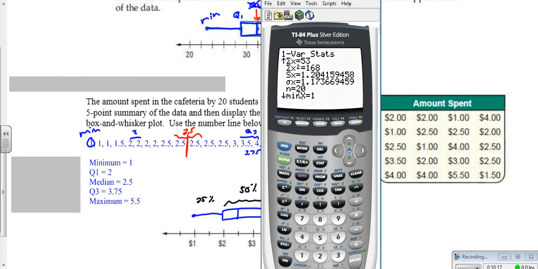This n means there's 20 terms. Min x is 1, which we know. Q1 is 2, which we know. Median, 2.5, we were right. Q3, upper quartile, is 3.75, and maximum 5.5. So that's a way to do it with your calculator.